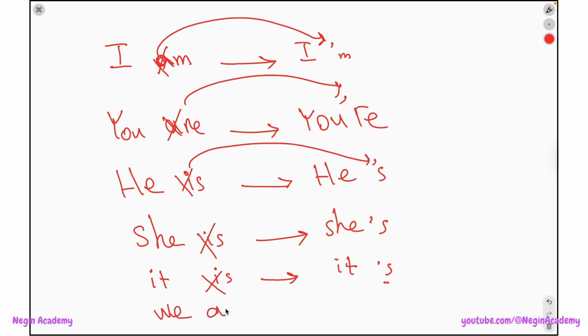And for we, I'm going to write it here. Look at here. We are, exactly like with you. It's super easy. We're. Yeah, we're. And for they, we don't have any exceptions. Let's write it here. Instead of saying they are, we have to say they're.